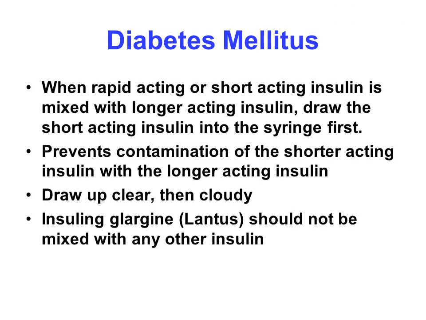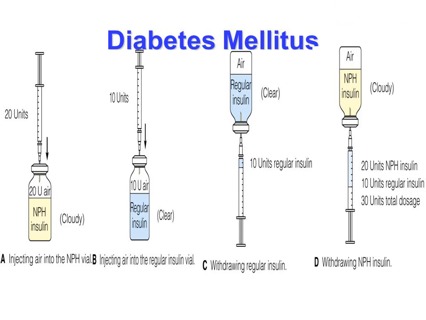Diabetes mellitus. When rapid-acting or short-acting insulin is mixed with longer-acting insulin, draw the short-acting insulin into the syringe first. Prevents contamination of the shorter-acting insulin with the longer-acting insulin. Draw up clear, then cloudy. Insulin glargine should not be mixed with any other insulin. Mixing insulin.